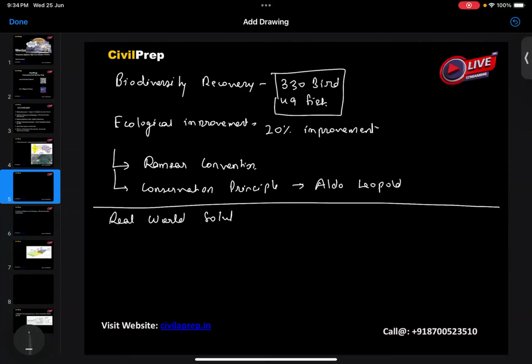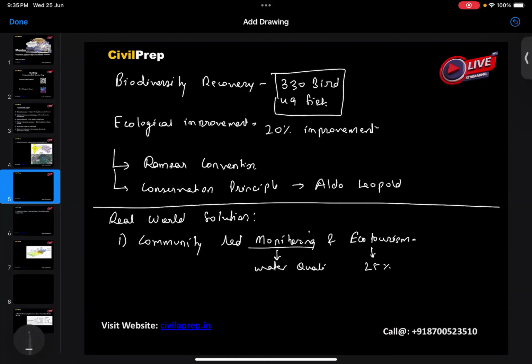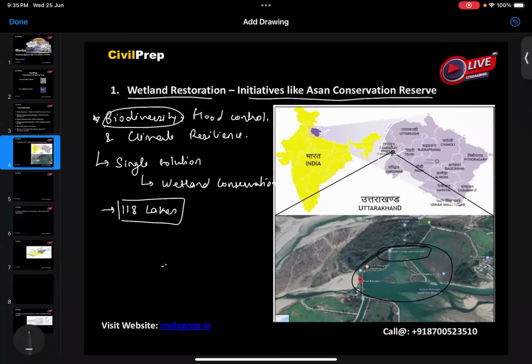The first thing we need here is community-led monitoring and ecotourism. Here we'll be seeing that in Asan, the initiative boosted ecotourism and its revenues by almost 25%, and water quality improved almost by 20%. So this is the first case study of Asan wetland, where wetland restoration practices are taking place in contemporary time.